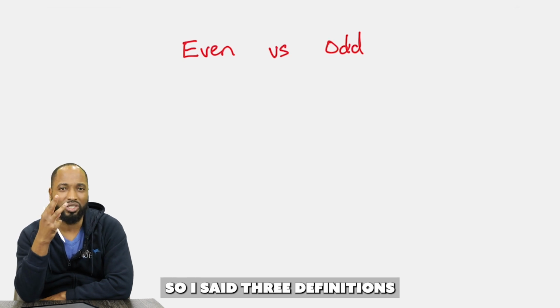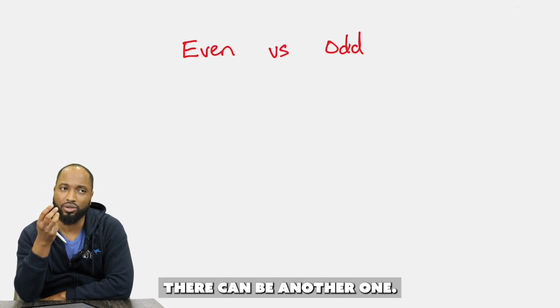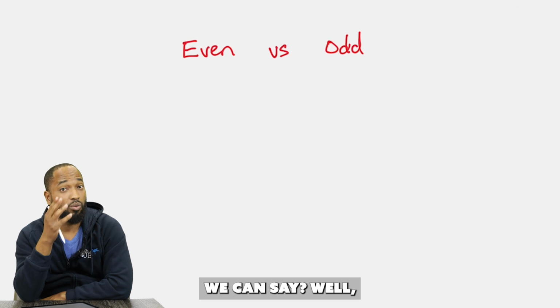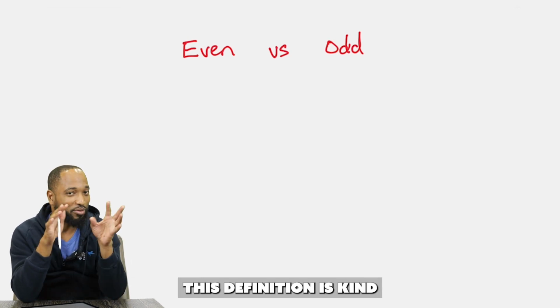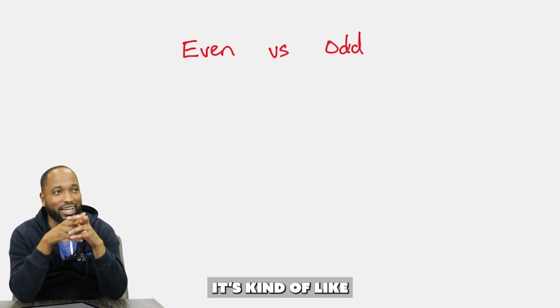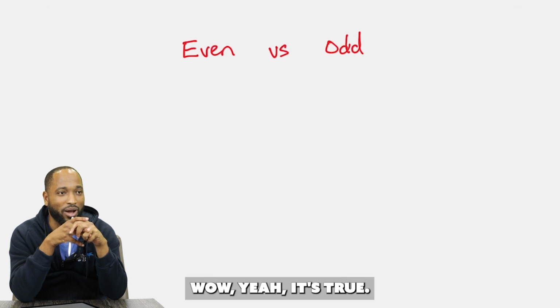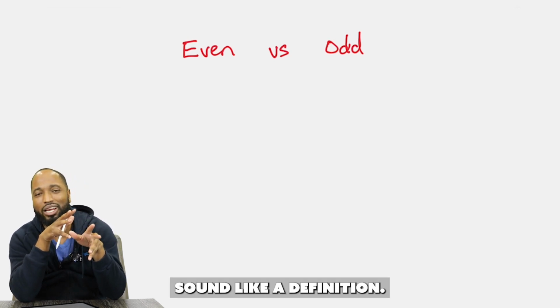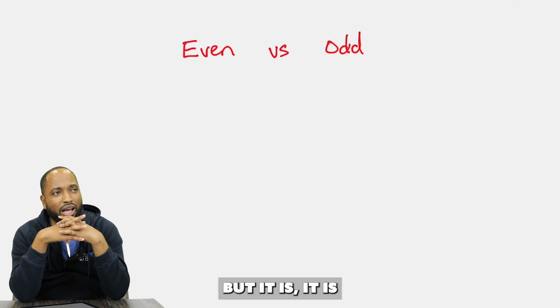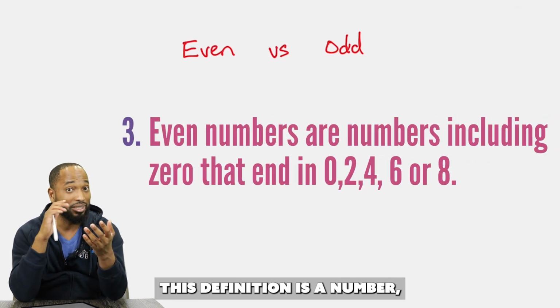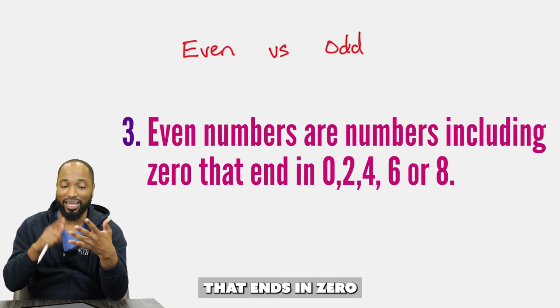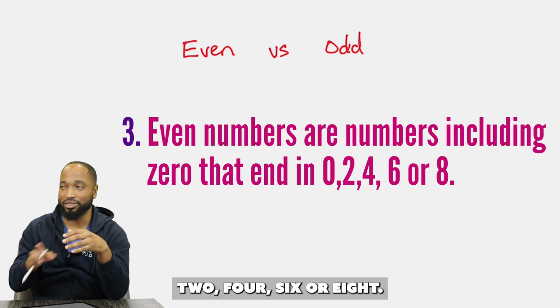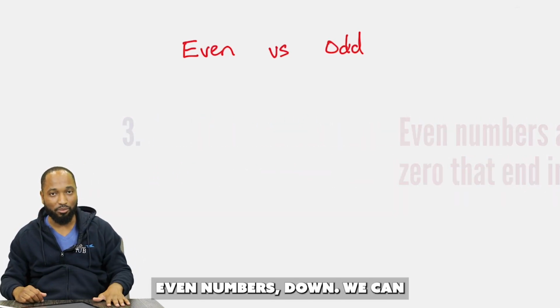So I said 3 definitions. There feels like there could be another one. What's another one we can say? Well, this definition is kind of tricky. It's kind of like when I say it, you'll be like, wow, yeah, it's true, but it doesn't really sound like a definition. But it is. This definition is that a number, including 0, that ends in 0, 2, 4, 6, or 8, is even. Even numbers done. We can leave this.